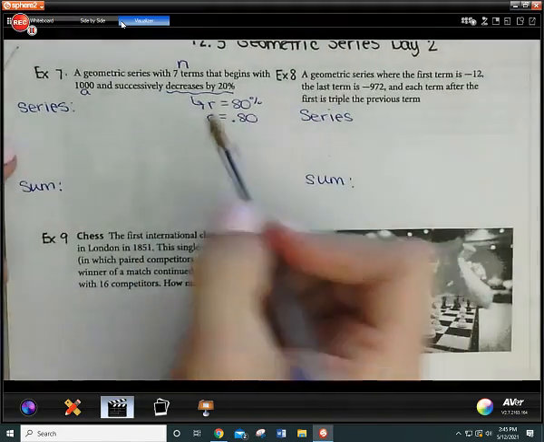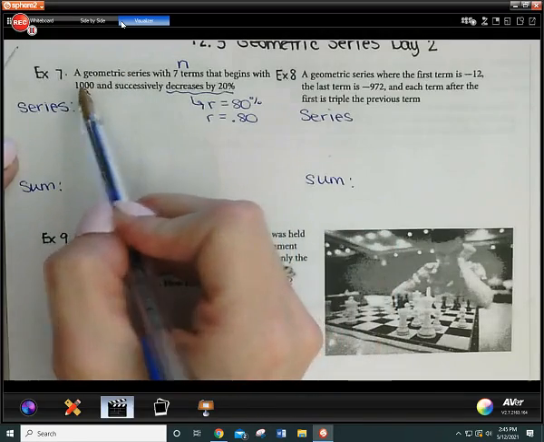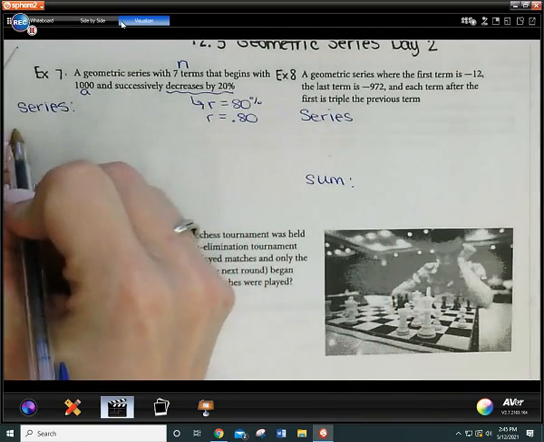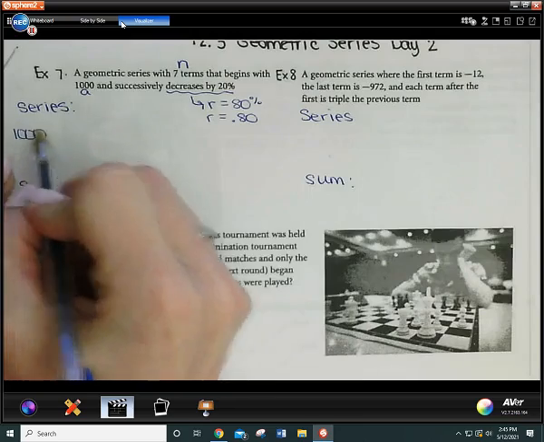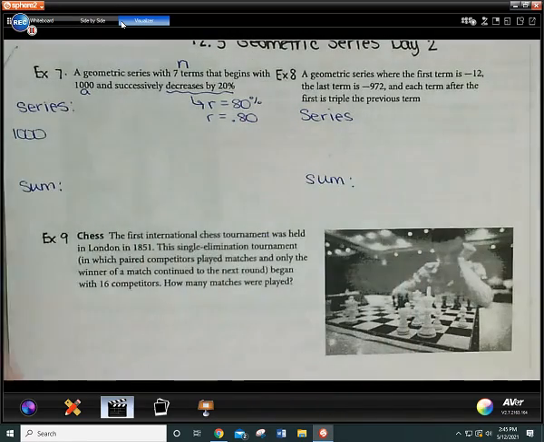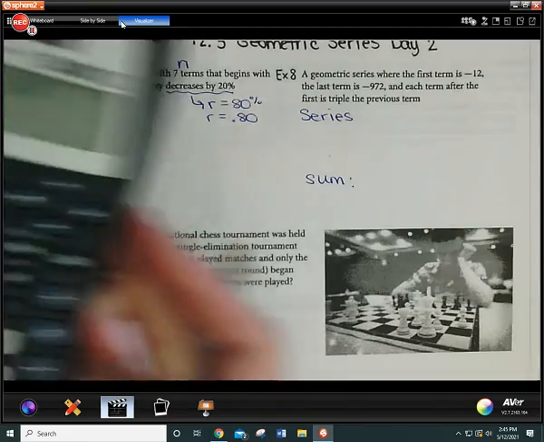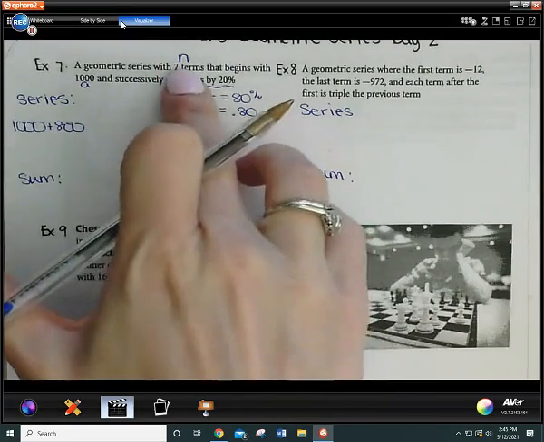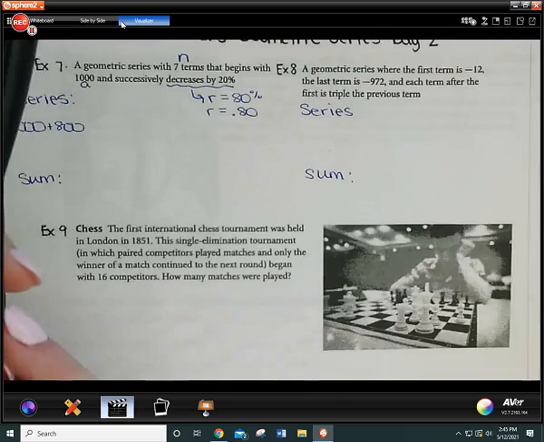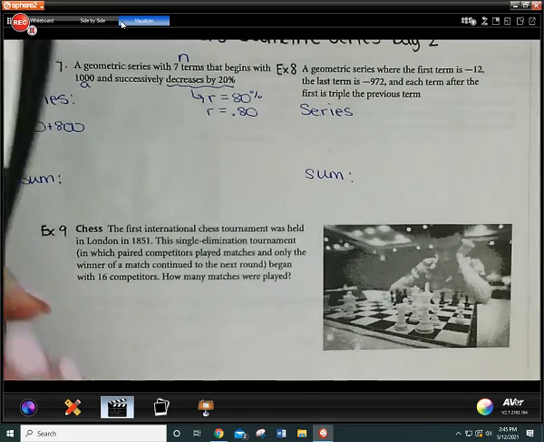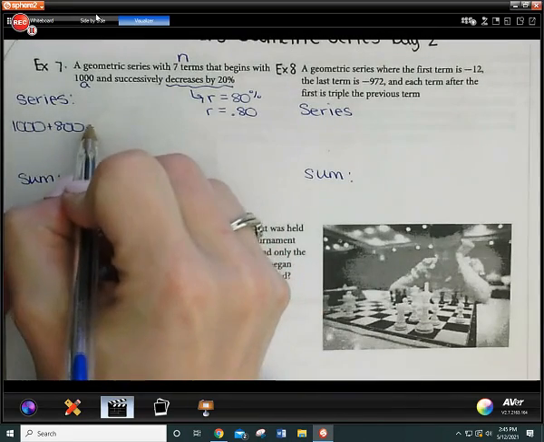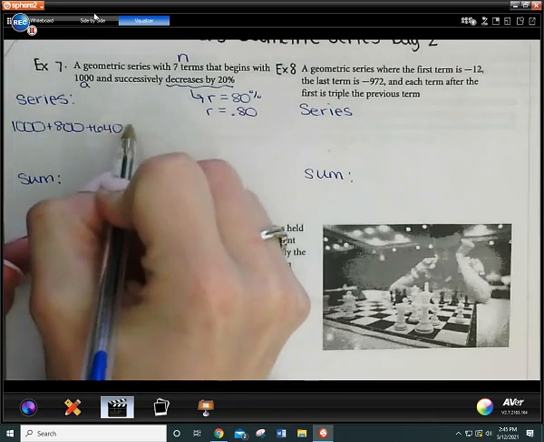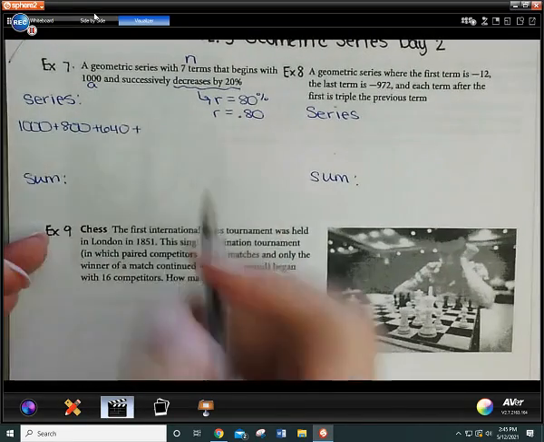Let's write down our series. It's going to start off at 1,000. And then I'm going to take 80% of that. So grab your calculators. You're going to take 1,000 times 0.8, and you get 800. So that's the second term. And then I can keep doing this 7 times. If you're like, that's too much, then maybe you use the formula instead. So I'm going to take that times 80%, and that gives me 640. Take that times 80%, you're going to get 512.